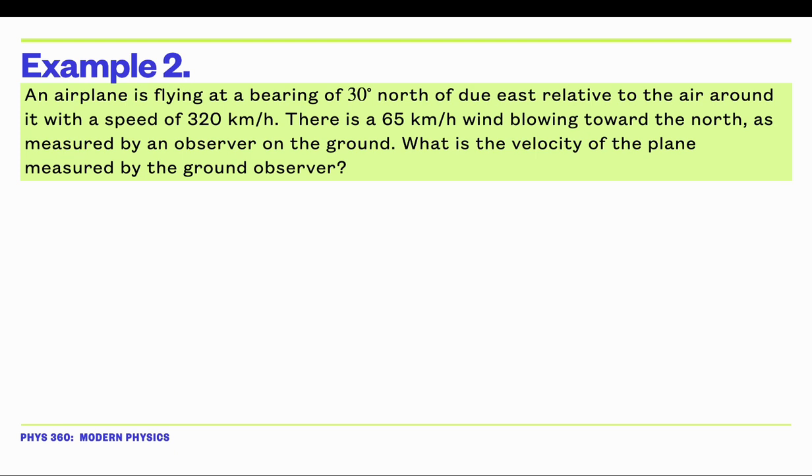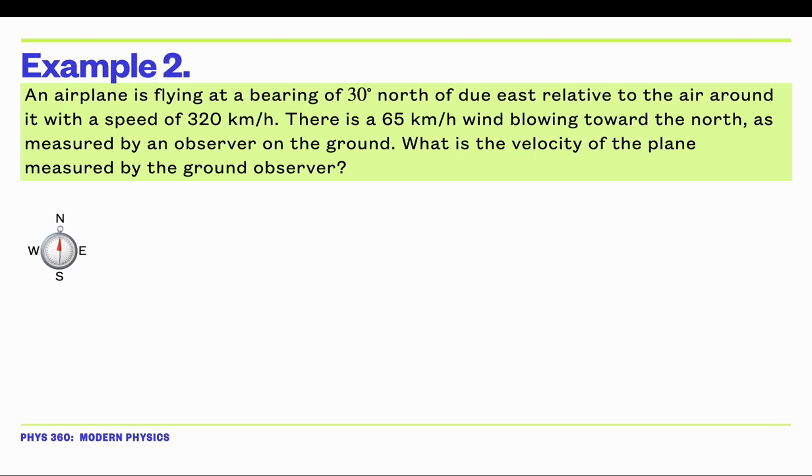An airplane is flying at a bearing of 30 degrees north of due east relative to the air around the airplane, and it's moving at a speed of 320 kilometers per hour, again, with respect to the air around the plane. But there's a 65 kilometer per hour wind blowing to the north, and so that velocity has to be added to the velocity of the airplane with respect to the air to figure out what someone on the ground would see. So let's see how to set that up.